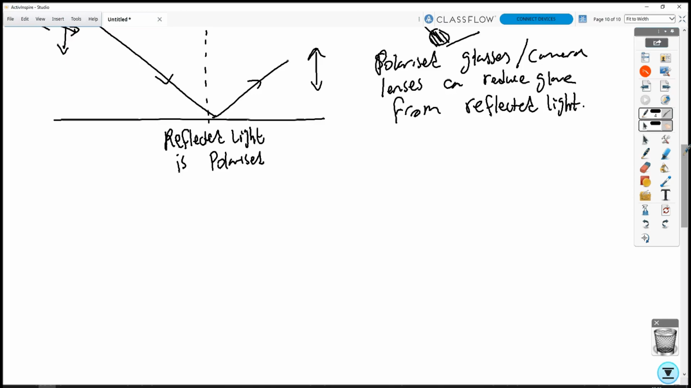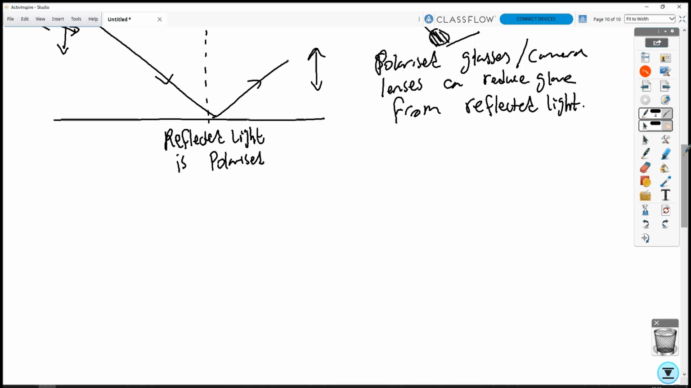Yep. When the light reflects off the surface, does it need to reflect at the same angle? Yeah, it does. The angle of reflection is the same as the angle of incidence. However, right now I'm just doing a quick sketch. It doesn't really matter how I've drawn it. So the purpose is, when it's reflected, it becomes polarized. That's the important information here.